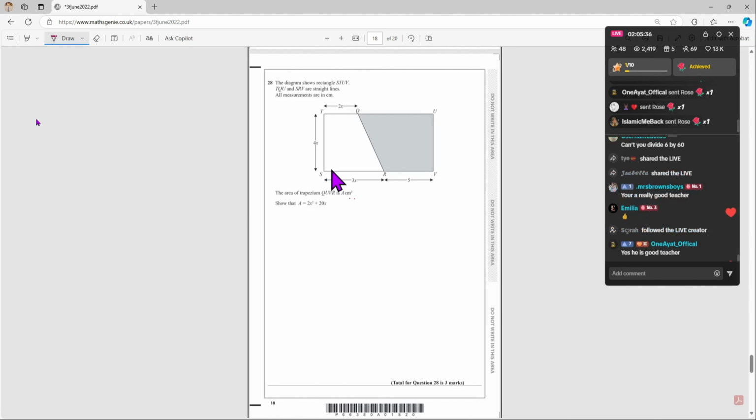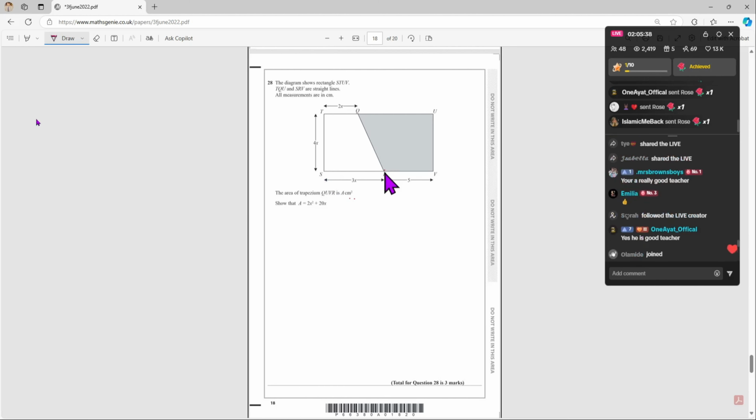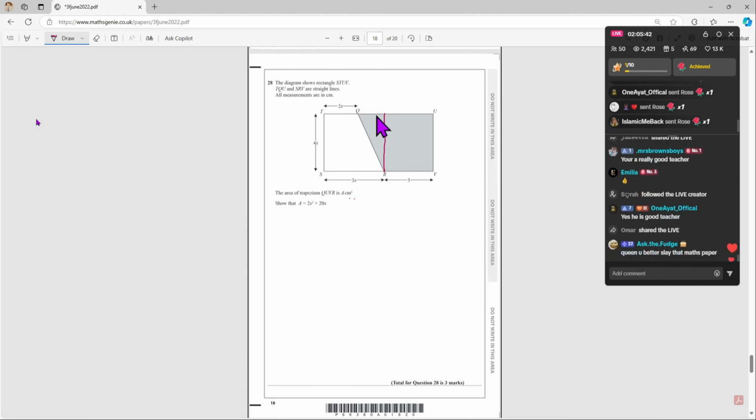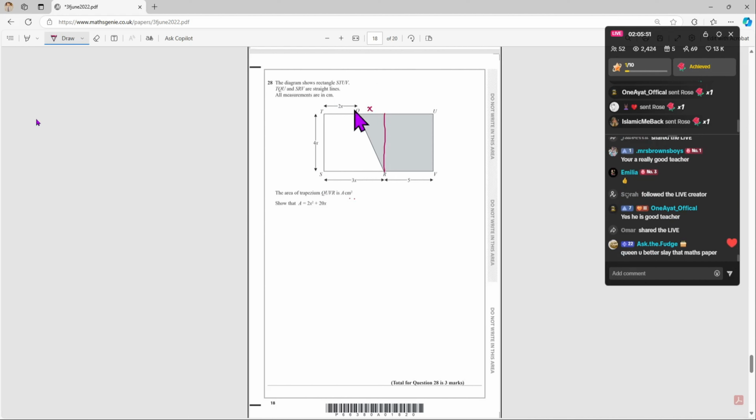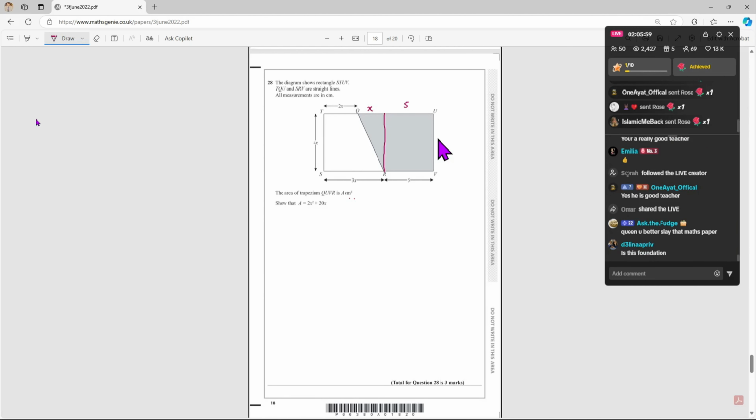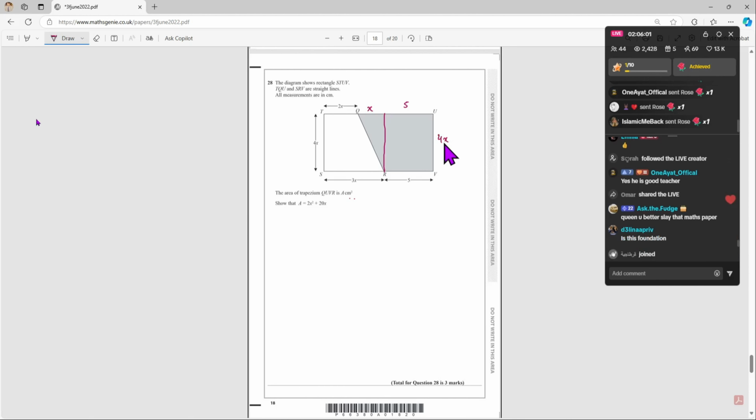So we know that this, the shaded region, is our trapezium. We're going to split up our trapezium into parts. This over here is going to be our x, because this is 3x. And then we know that this is going to be 5, and this over here is going to be 4x.